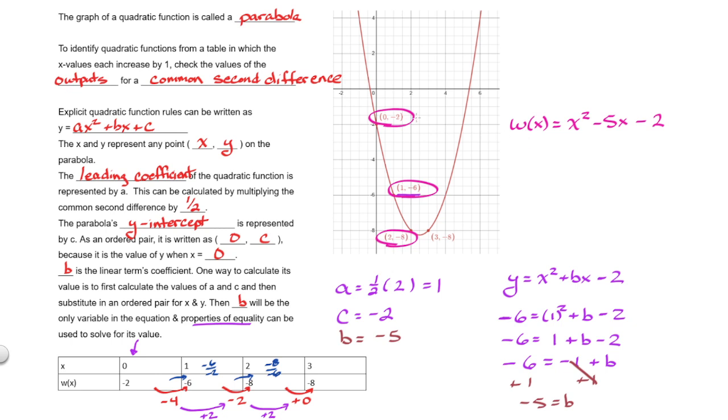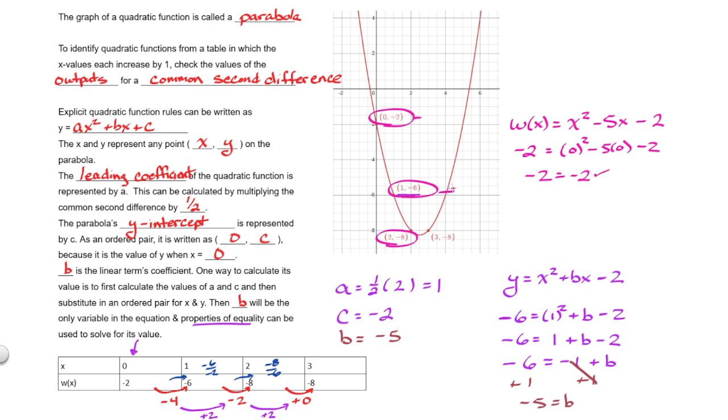So in the first point here, when the output is -2, my input is 0. So I get 0 squared minus 5 times 0 minus 2. I get -2 equals, well, that's going to be 0, and this is going to be 0, and 0 minus 0 is 0, and 0 minus 2 is -2. So far it's looking good.